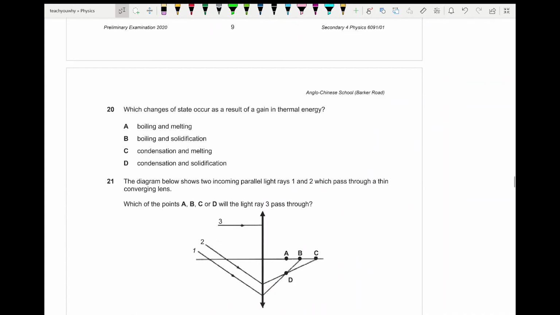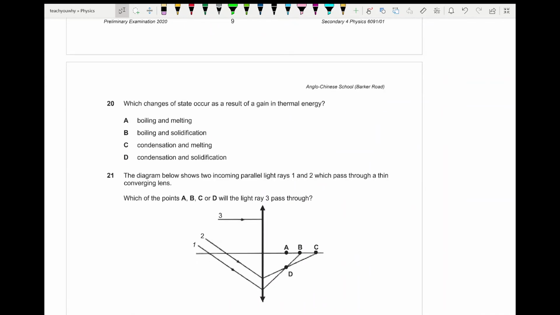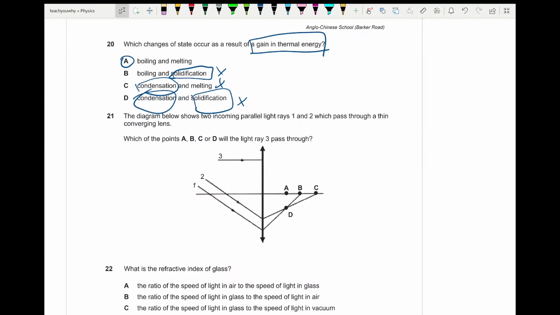Alright, which changes of state occur as a result of gain in thermal energy? In order to gain thermal energy, for boiling you need to supply heat, and to melt you need to supply heat. Condensation is to remove heat. Solidification is to remove heat. So therefore, answer is A. Quite straightforward. Question 21.